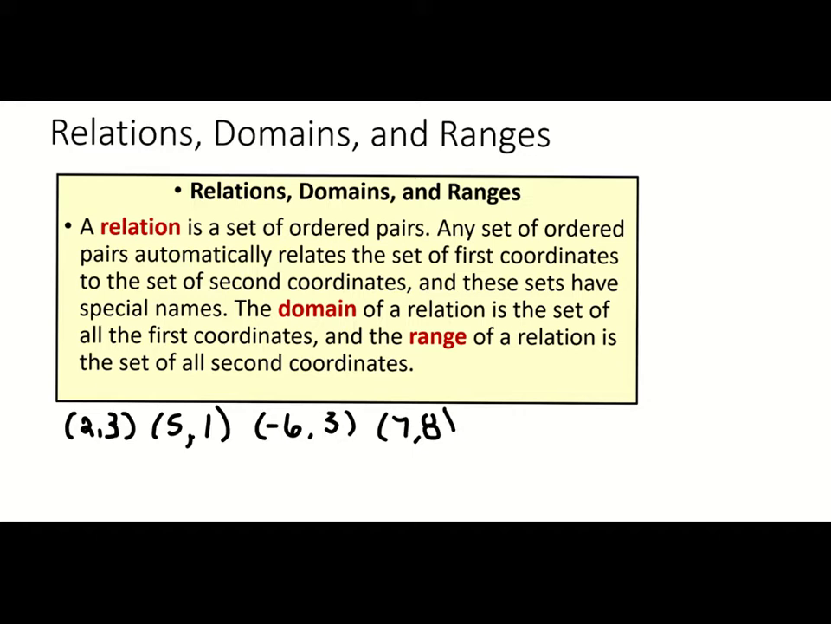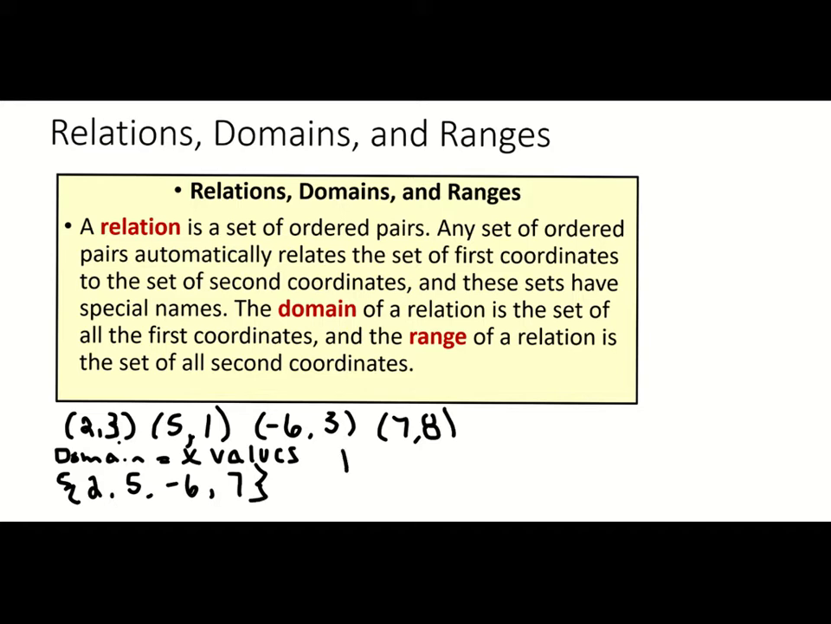The domain of the relation is always the first coordinates, and the range is always the second set. So that means that my domain, in our case, when they ask for the domain, they are looking for the X values. So when we have a set of ordered pairs, my domain would be, and you write it with the brackets, {2, 5, -6, 7}. But typically when they ask for the domain, like if you're looking at a graph and they ask for the domain and the range, they are looking for the X values.